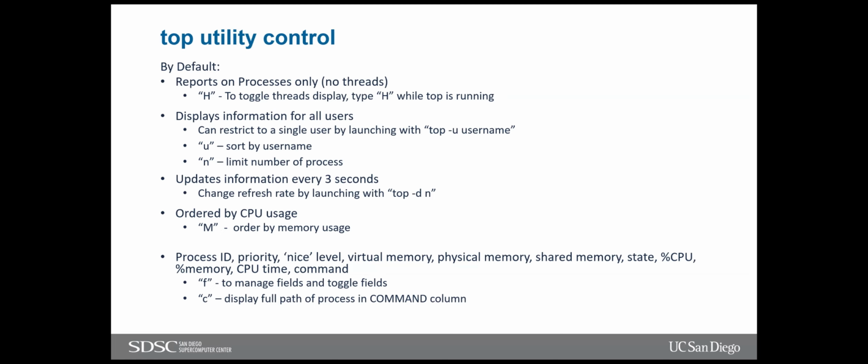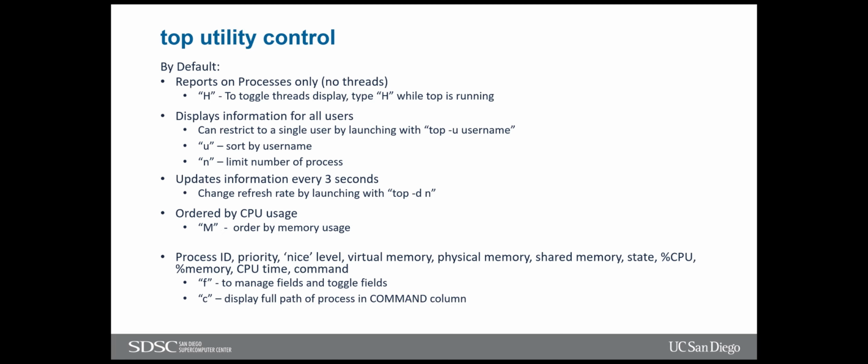By default, the top command shows you information for all users. If when you launch it, you have a specific user that you want to look at, you can do top -u and the username. But while it's running, you can also hit the lowercase u and specify the user who you're interested in looking at. You can also limit it to just the number of processes.